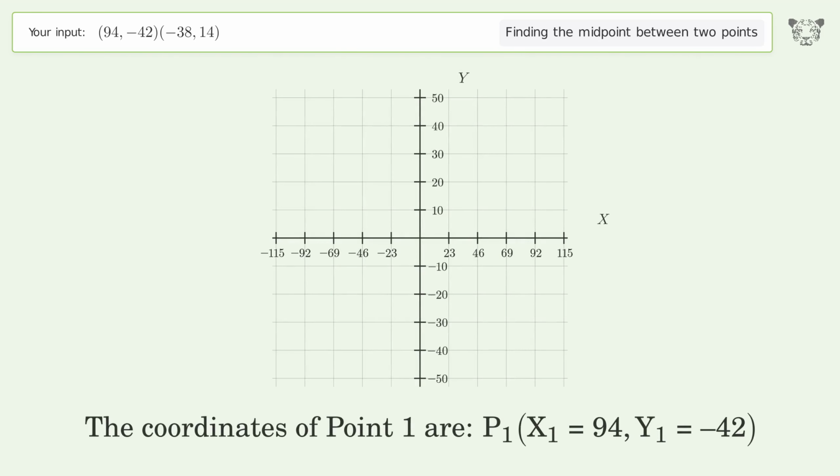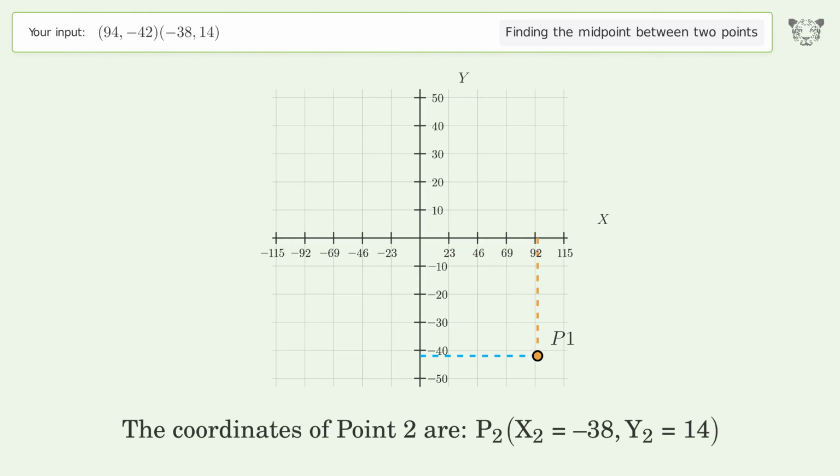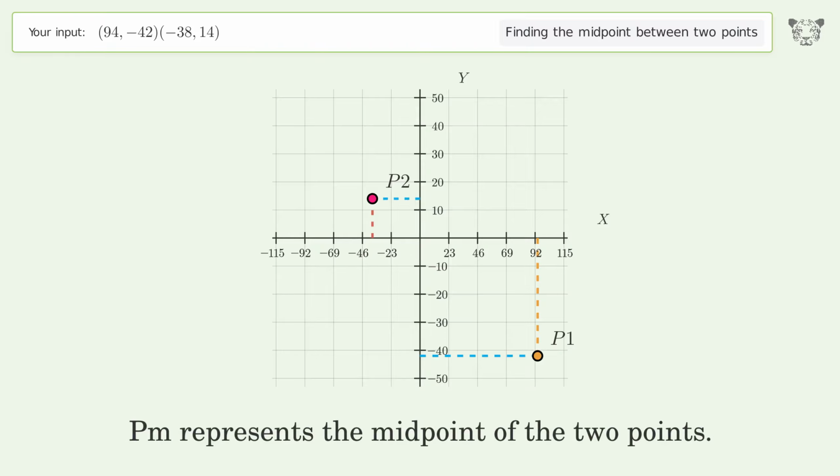The coordinates of point 1 are x1 equals 94, y1 equals -42. The coordinates of point 2 are x2 equals -38, y2 equals 14. PM represents the midpoint of the 2 points.